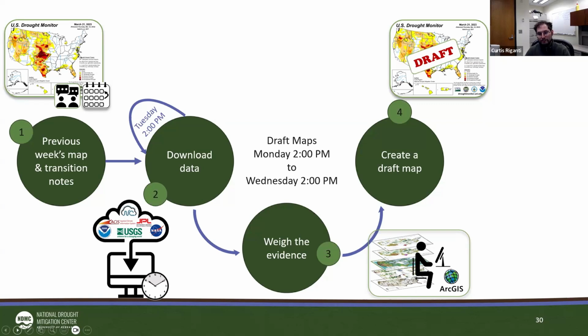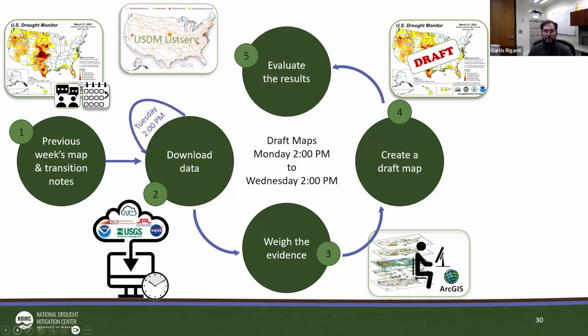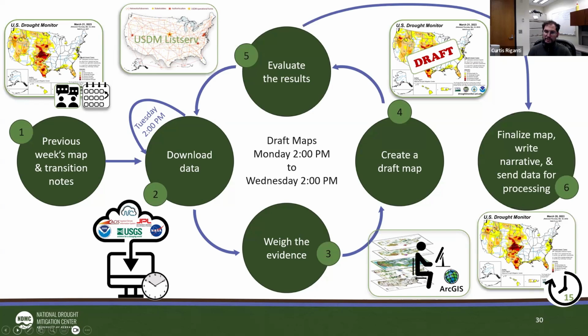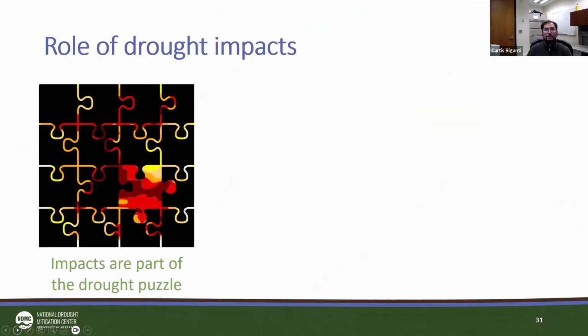And then it's an iterative process where we weigh suggested changes, look at the evidence, create a draft, and then rinse and repeat the process, evaluate the results, download more data. And finally, by midday Wednesday, we're finalizing the map, sending the data to NDMC here, the technical team processing it, and we're writing a descriptive narrative in order to explain what conditions were over the last week and sometimes why specific changes were made.